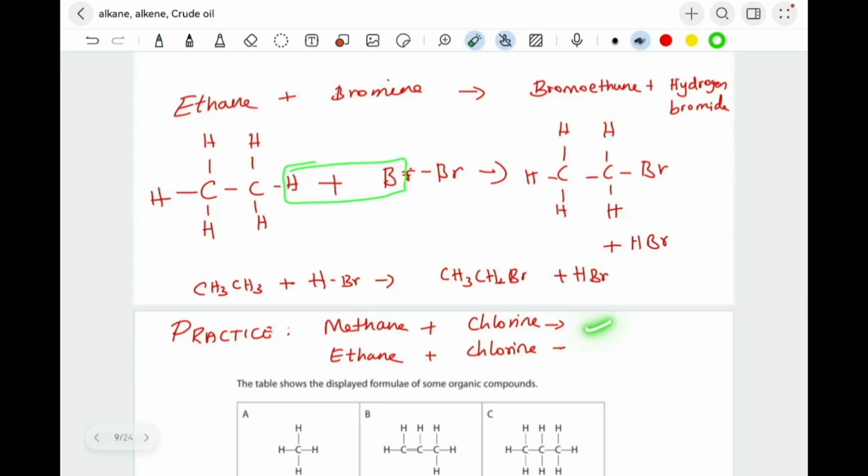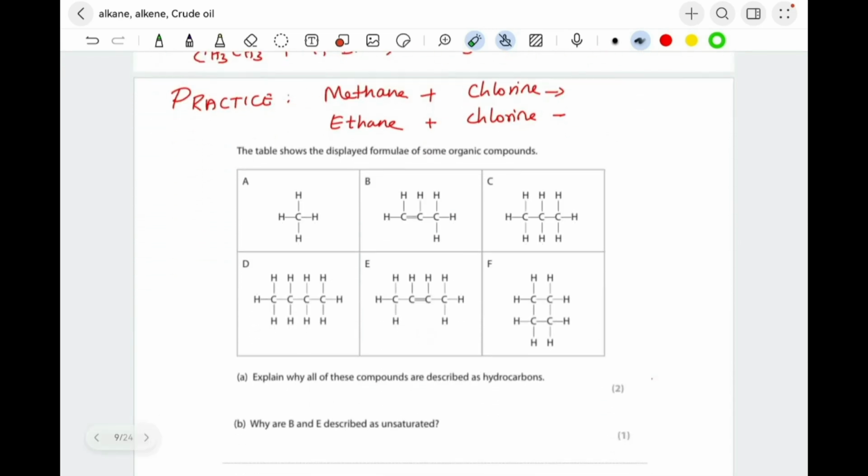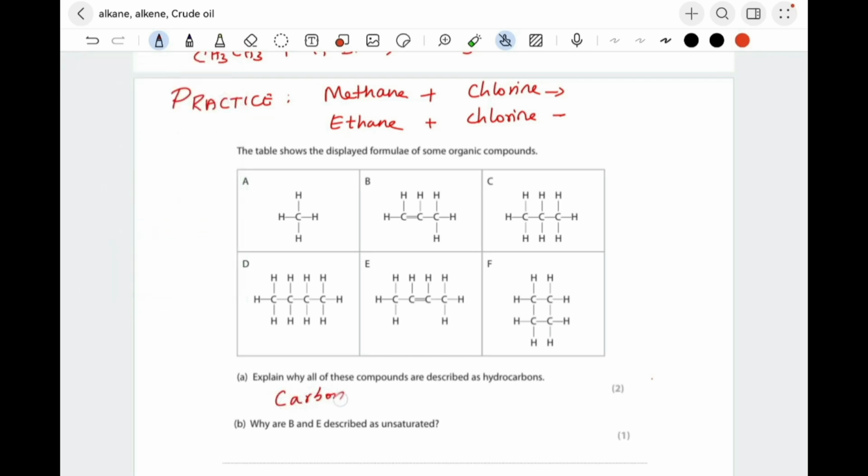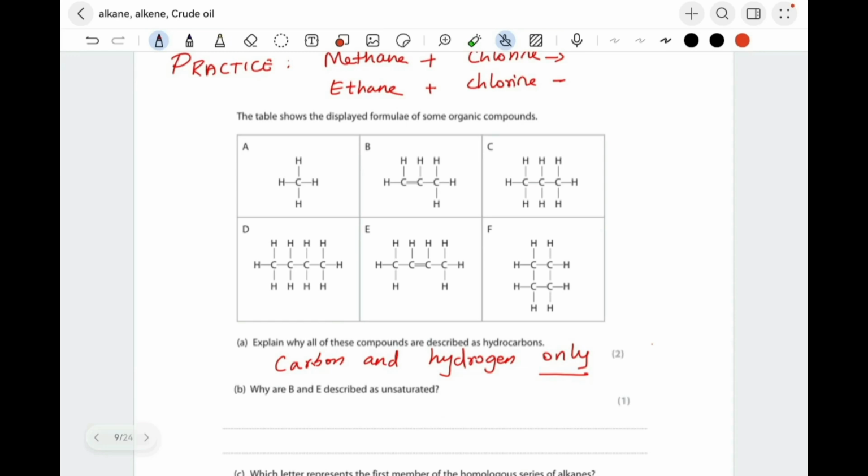Now practice for methane and chlorine and ethane and chlorine in a similar way. Let's move to exam type questions. Question A. Explain why all of these compounds are described as hydrocarbons. What are hydrocarbons? Compounds made up of carbon and hydrogen atoms only. Carbon and hydrogen only. This question is for 2 marks. Only carries 1 mark. Carbon and hydrogen carries another mark.